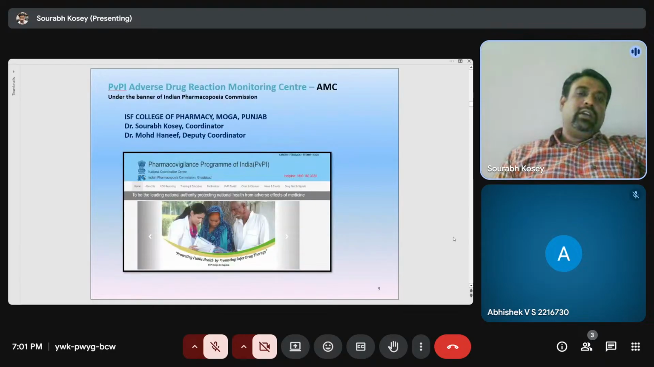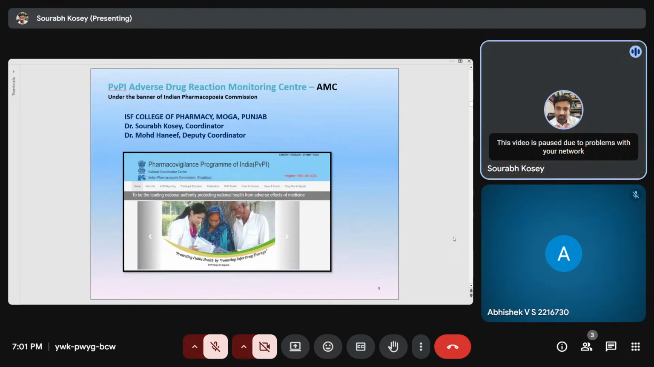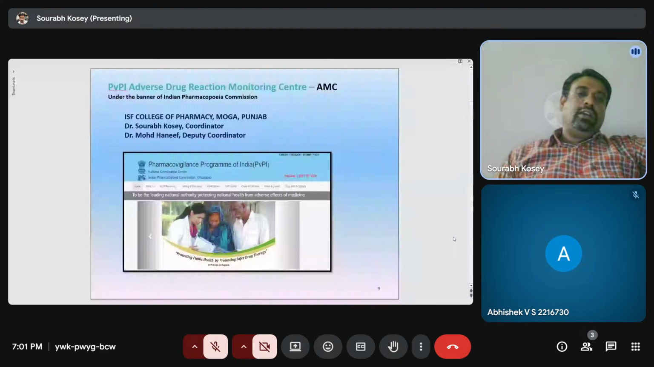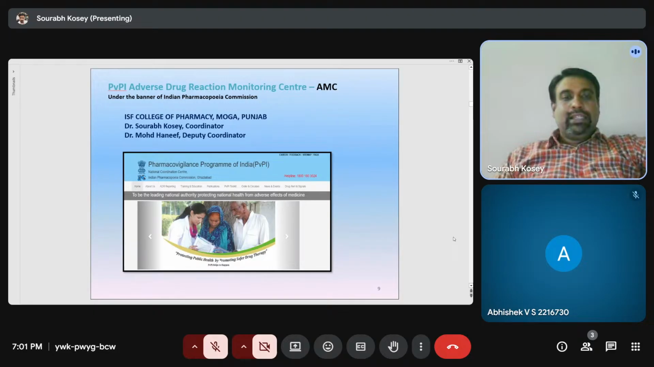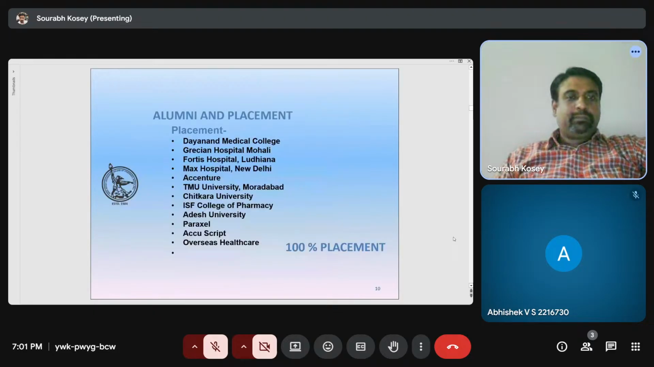We also have one of our achievements, the ADR monitoring center in our department. Every month, under the banner of the Pharmacopoeia Commission, we are reporting 100 adverse drug reactions to the Government of India, the National Coordinating Center, Indian Pharmacopoeia Commission. For that, the Department of Pharmacy Practice has 2 dedicated staff. Mohammad Hanif is a deputy coordinator taking care of this whole ICS along with me.